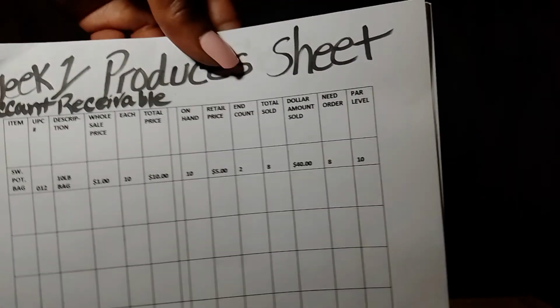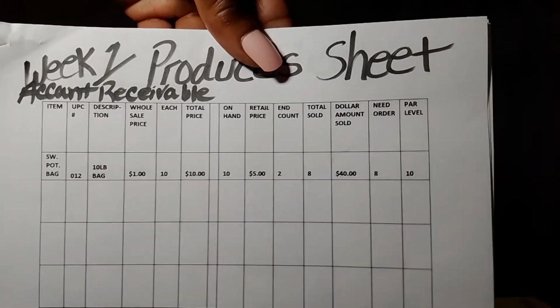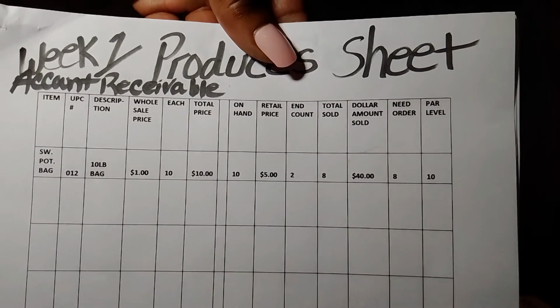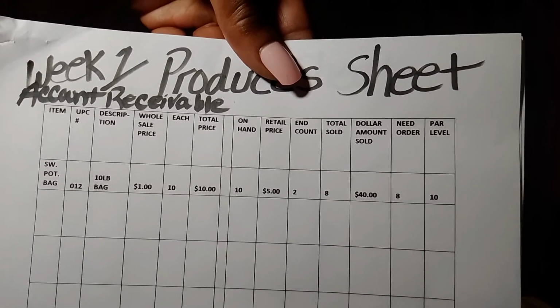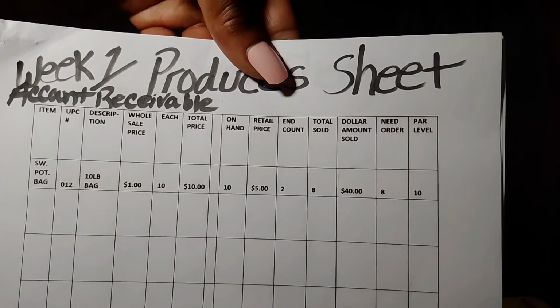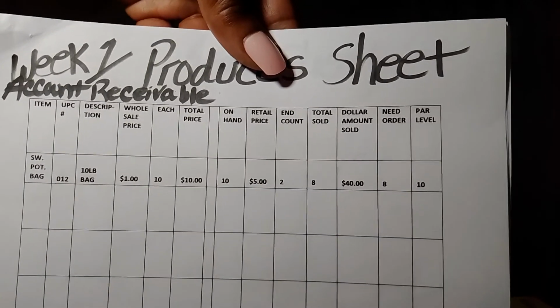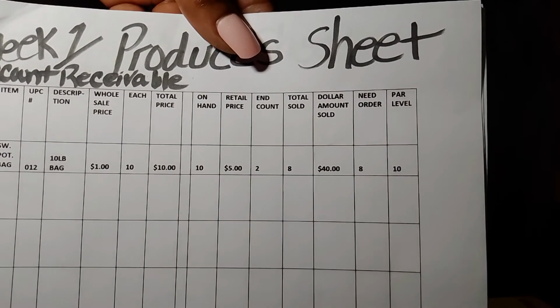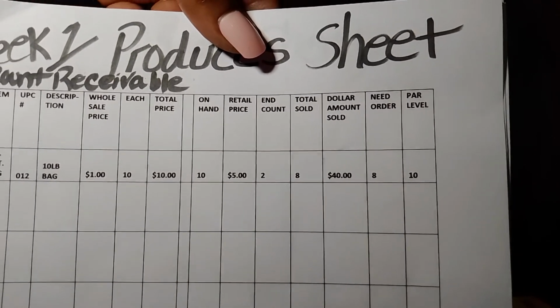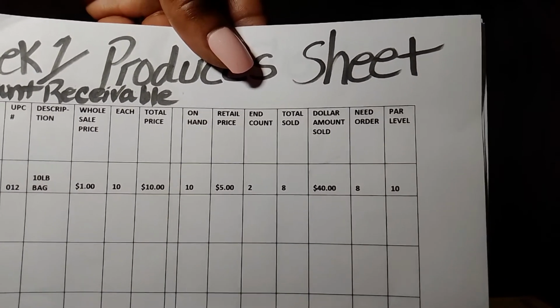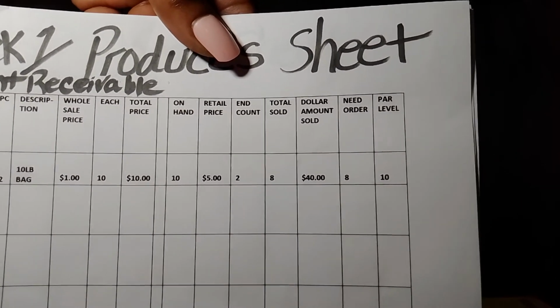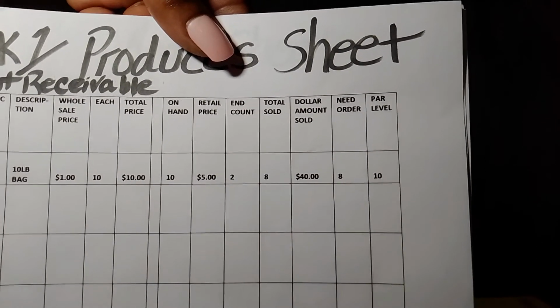Okay? Then you counted, this is your sweet potato, your produce sheet. Then you counted sweet potato, and you had 2 sweet potatoes left when we counted. So that means you sold 8. Okay? And your dollar amount that you sold is $40. That's because you charge $5 for your sweet potatoes, and you sold 8.